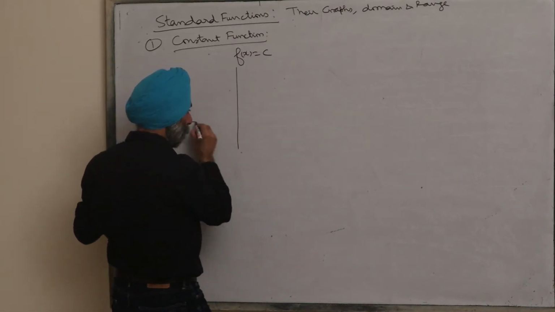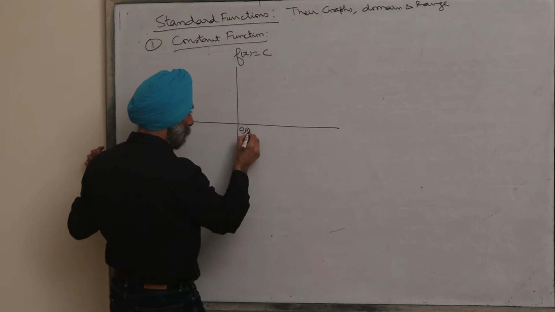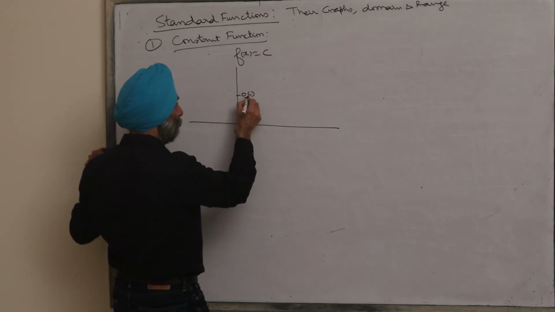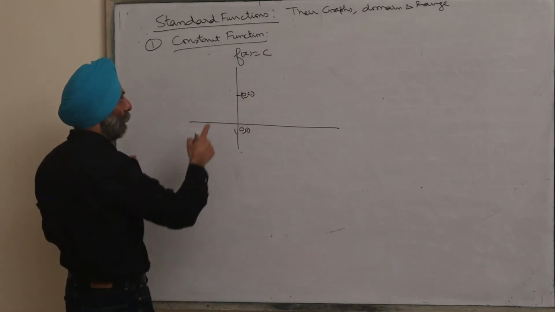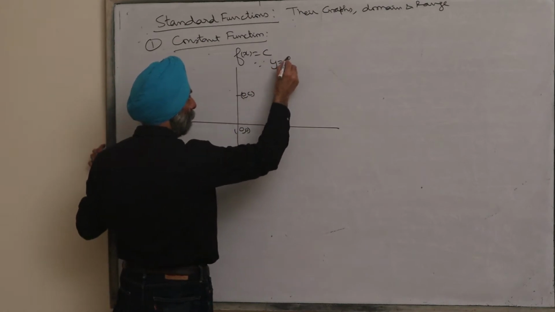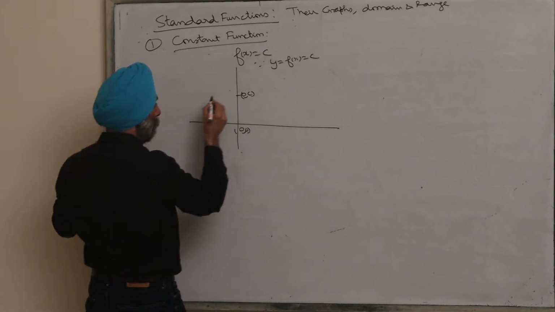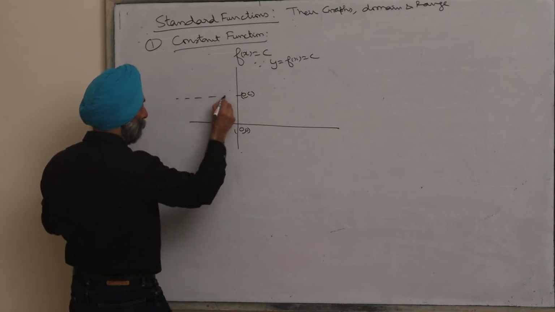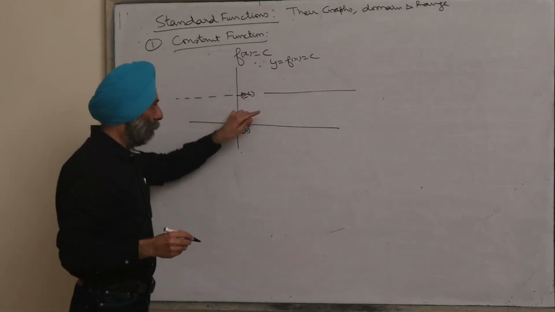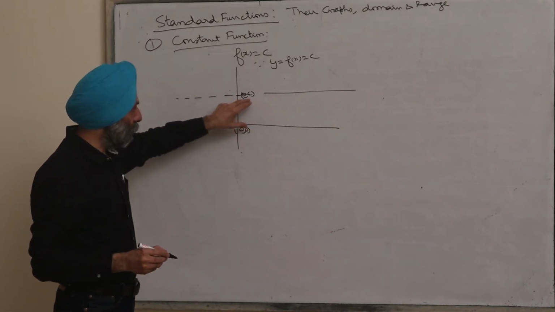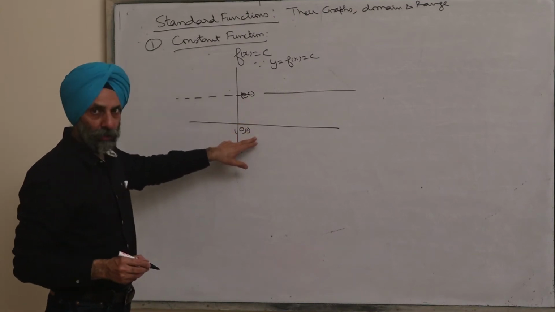Now, what is the graph of this function? If c is positive, it takes value this. Because y is equal to f(x) is equal to c, so y is equal to c is a line parallel to x-axis at a distance of c units from the origin.